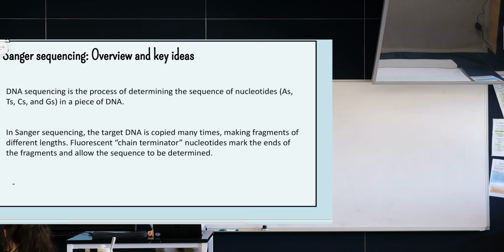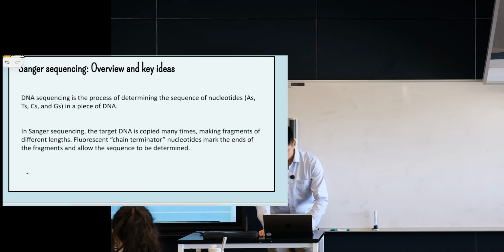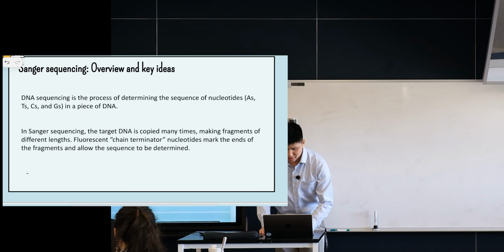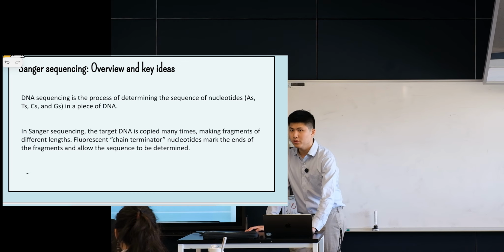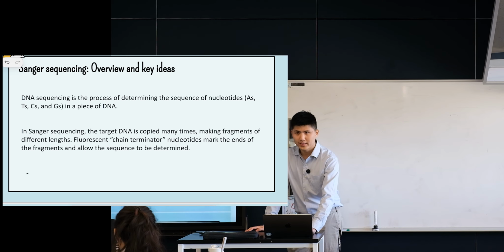The TLDR is, yes, the target DNA is copied many times and fragments of different lengths are made. And then we have these special nucleotides that play a different role, which help us determine the sequence. We still use gel electrophoresis, and we still use some kind of PCR, but it's got a few different steps, which is why it's called a different process. And those steps help us to figure out what exactly is going on.